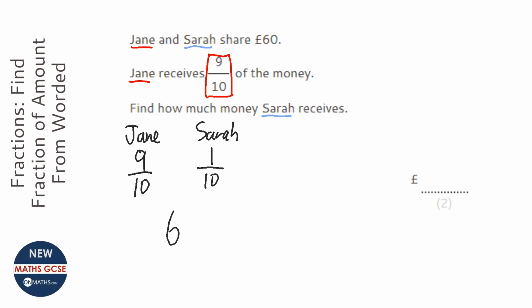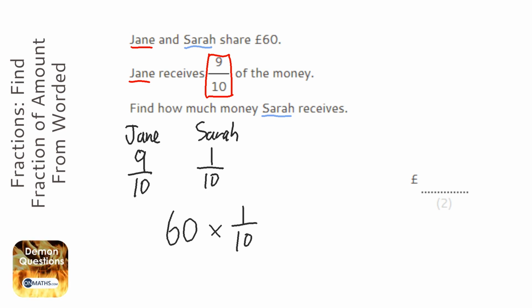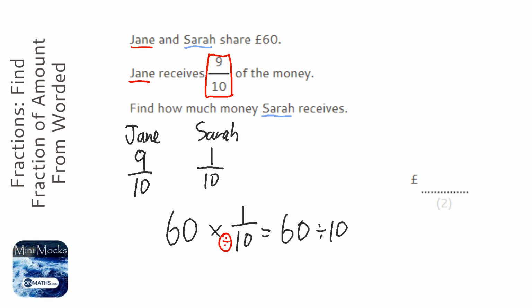Now the quantity is £60, so we need to find 1/10 of 60. Whenever you do a whole number times by a fraction, all you do is you divide that whole number by the bottom of the fraction. So another way of writing this is 60 divided by 10, which is going to be 6. So Sarah will receive £6.